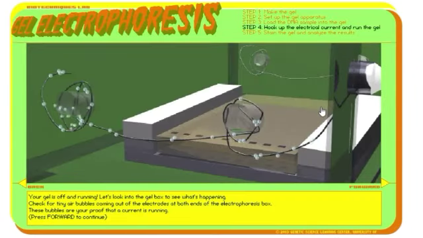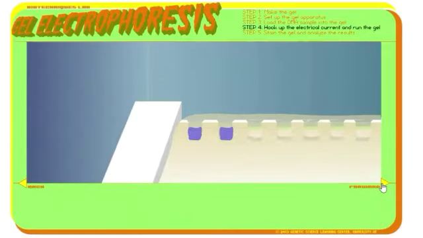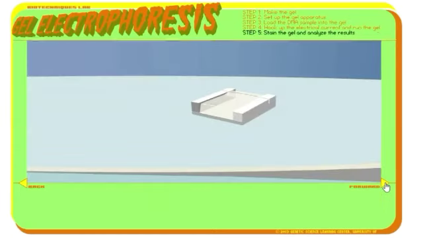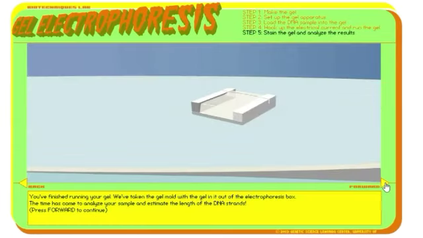Your gel is off and running, and let's look into the gel box to see what's happening. So, we have there the bubbles that are coming out of the electrodes. Repelled by the negative charge, the DNA moves through the gel toward the positive charge of the other end. Short DNA strands move through the holes in the gel more quickly than the longer strands. So, we have finished running our gel.